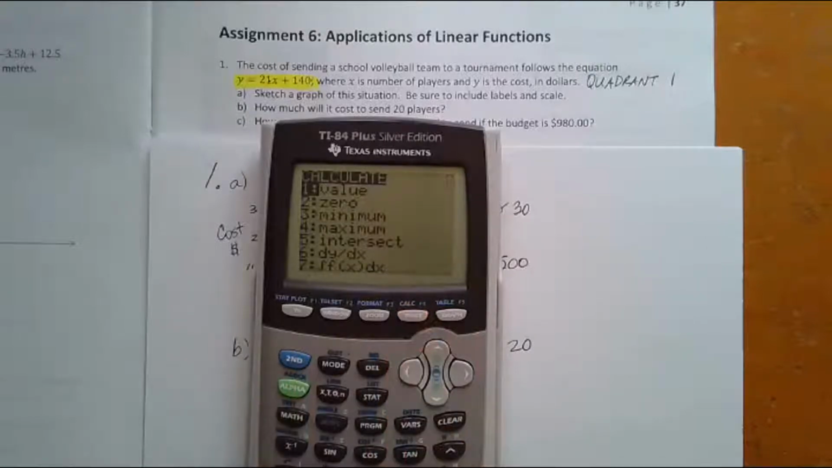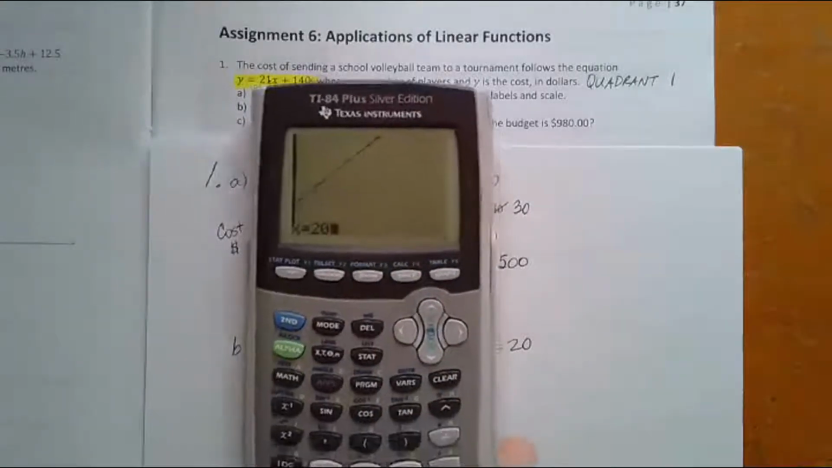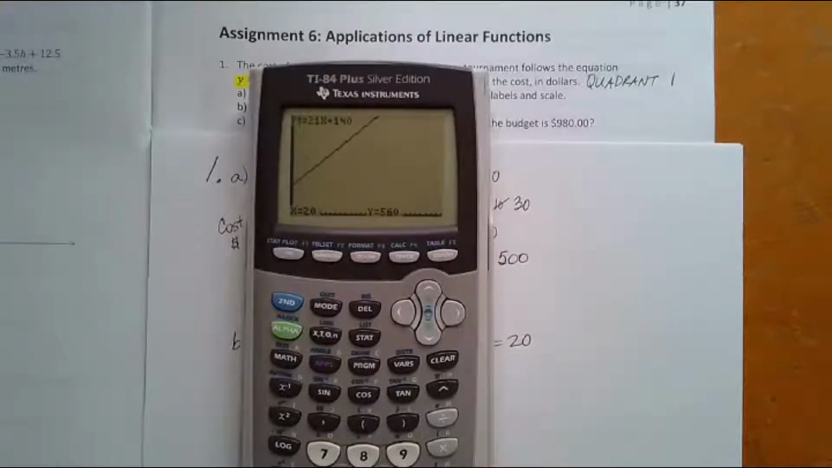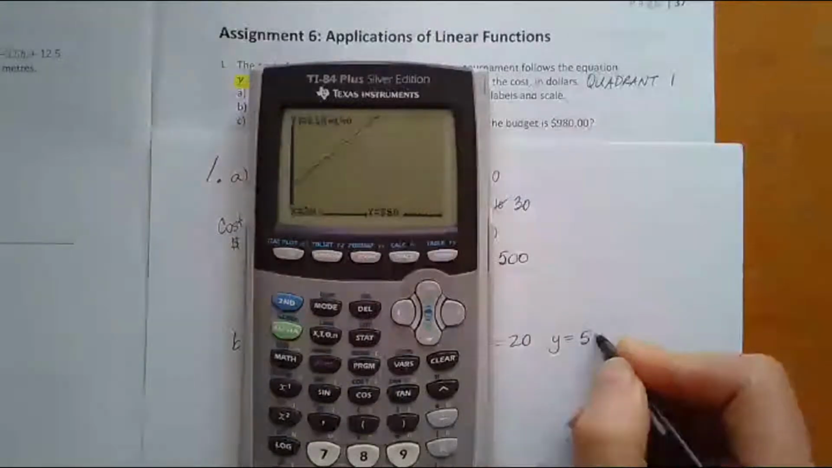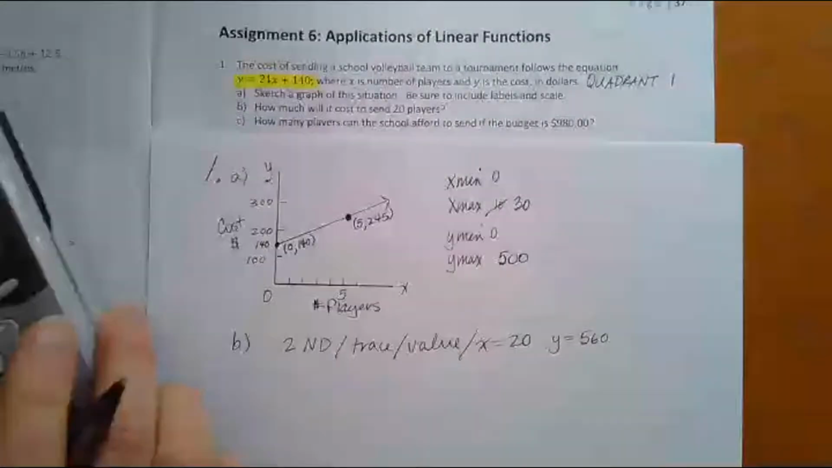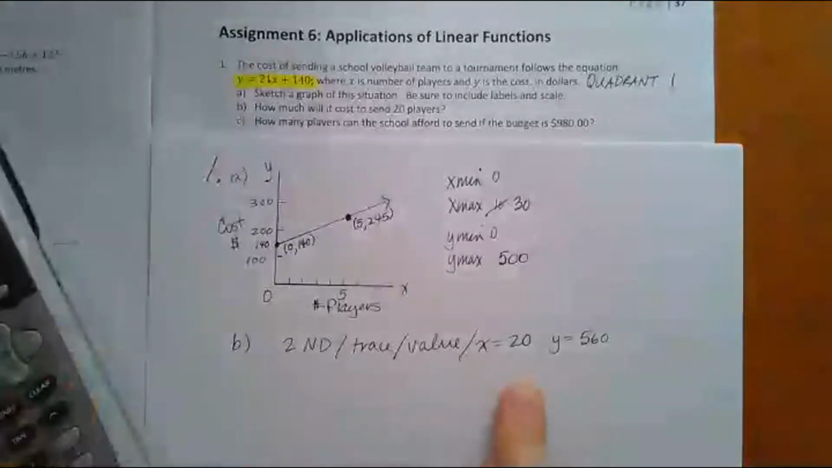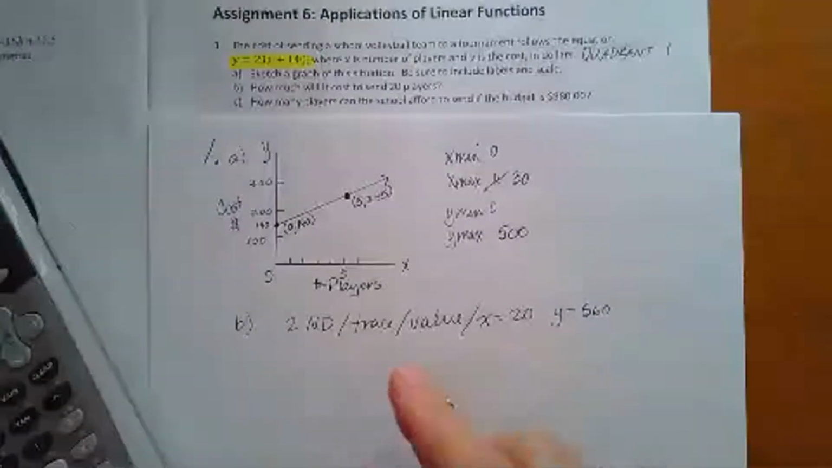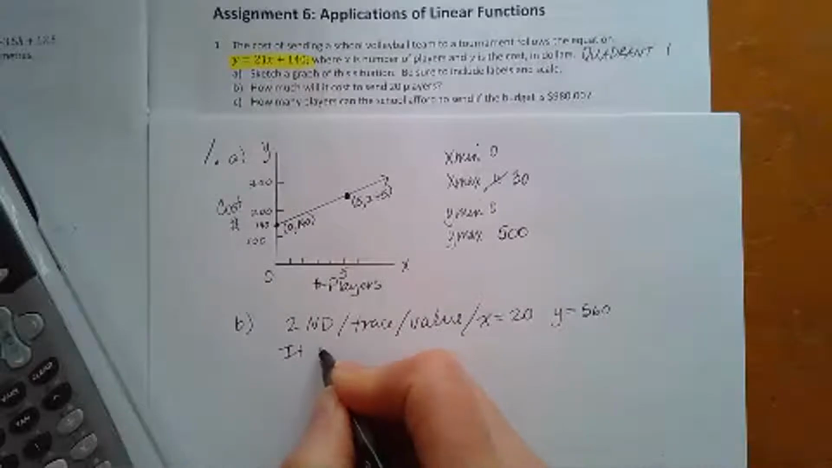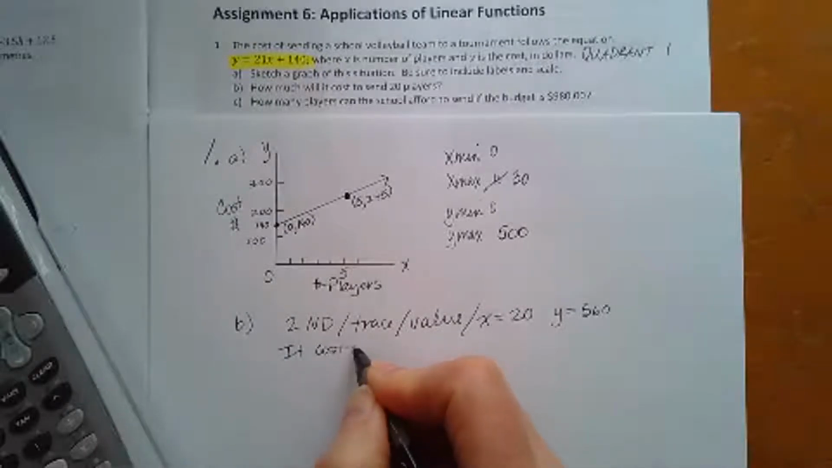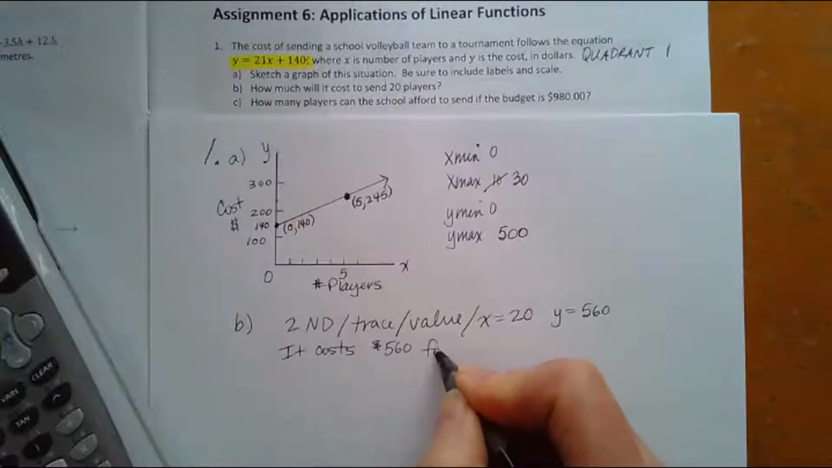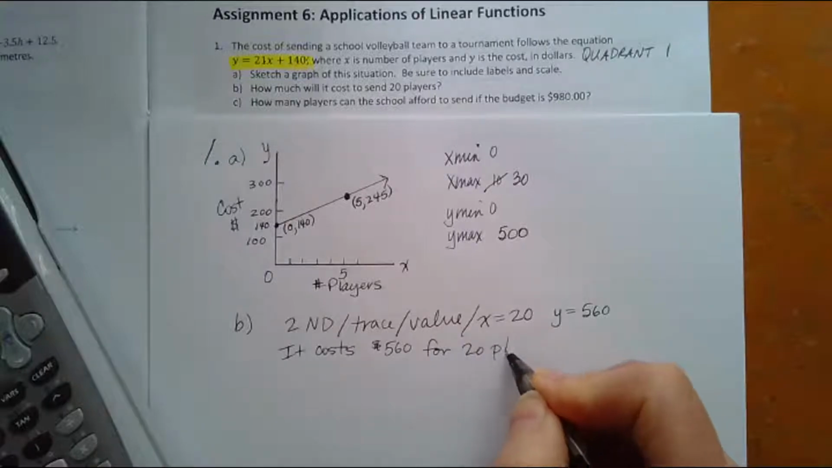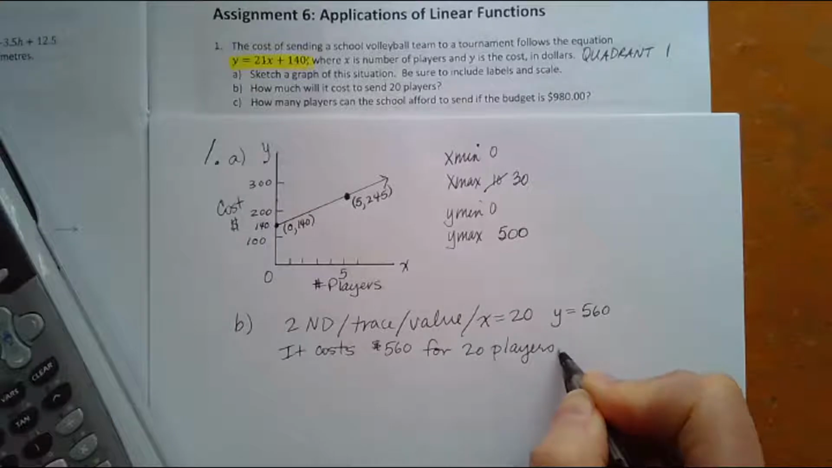Second trace value. This time I want to know what the cost is for 20 players. And it's $560, okay? So y equals 560. Now this is not enough of an answer because for someone who doesn't really know applied math, this won't mean anything. So you're going to have to write in words for a word problem. It costs $560 for 20 players.